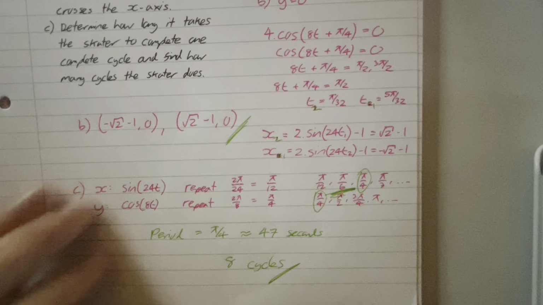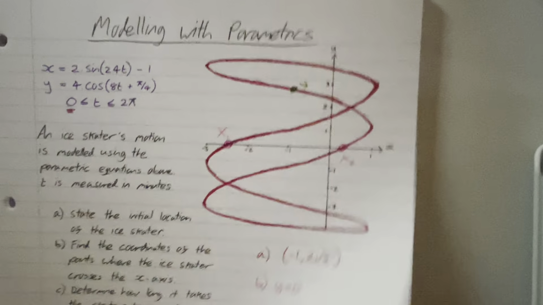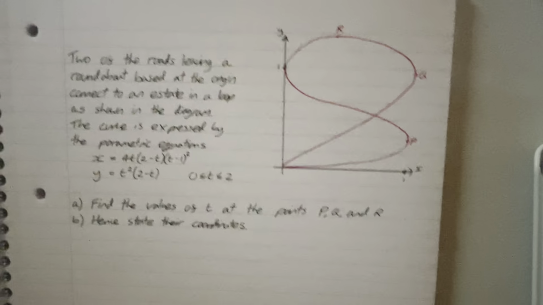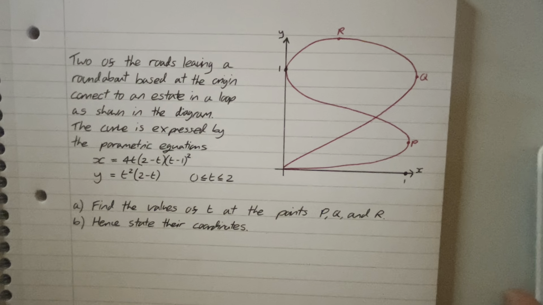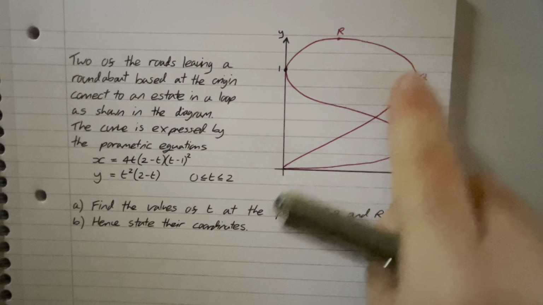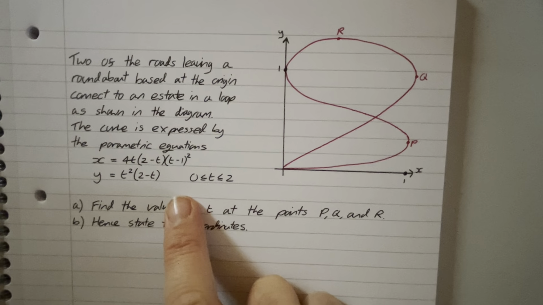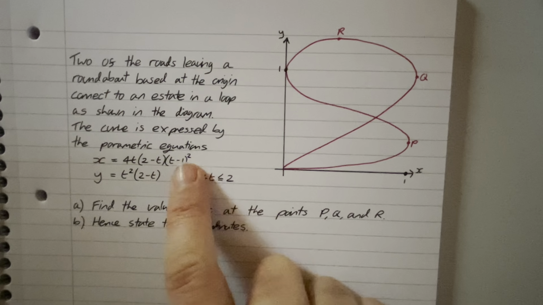All right, so that answers that question. One more modelling with parametrics question. Two of the roads leaving a roundabout based at the origin connected to an estate in a loop as shown in the diagram. So we've got a roundabout here, and then these are going to be two roads, and it just forms one big loop around an estate. The curve is expressed by these parametric equations.